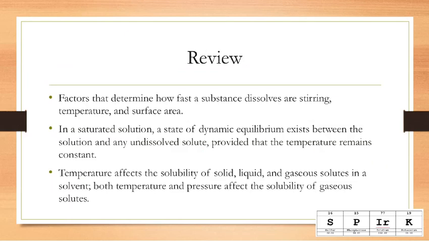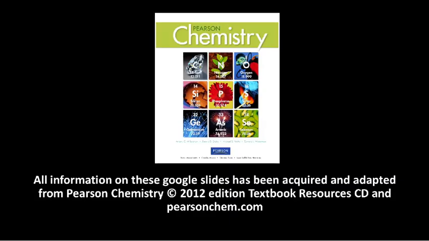As a quick review, factors that determine how fast a substance dissolves are stirring, temperature, and surface area. In a saturated solution, a state of dynamic equilibrium exists between the solution and any undissolved solute, provided that the temperature remains constant. And lastly, temperature affects the solubility of solid, liquid, and gaseous solutes in a solvent, but both temperature and pressure affect the solubility of gaseous solutes.